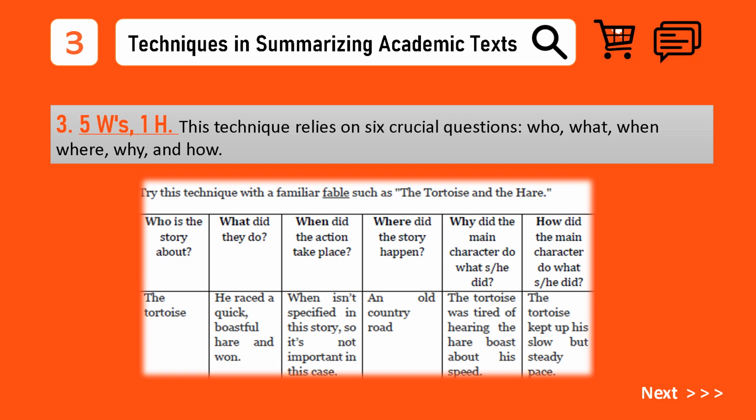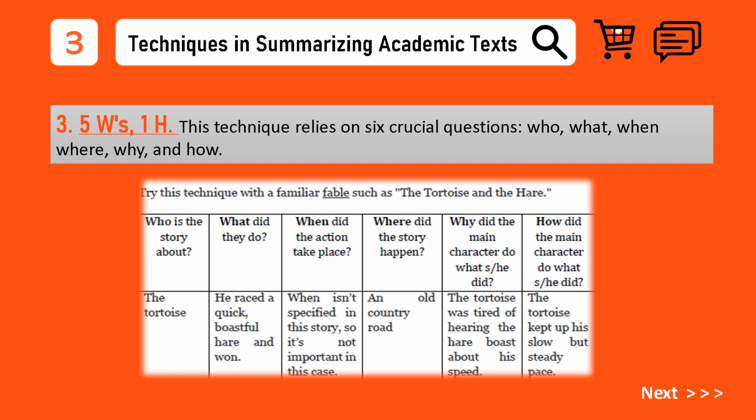Another W is for the question, where did the story happen? The story takes place on an old country road. And the last W is for the question, why did the main character do what he or she did? Going back to the story, the tortoise was so tired of hearing the hare boast about his speed. And for the H, it answers the question, how did the main character do what he or she did? The tortoise kept up with his slow but steady pace.